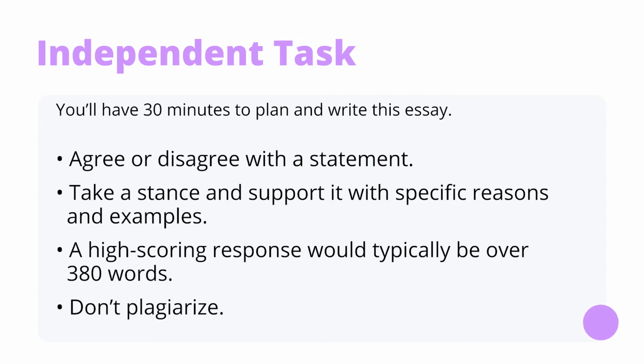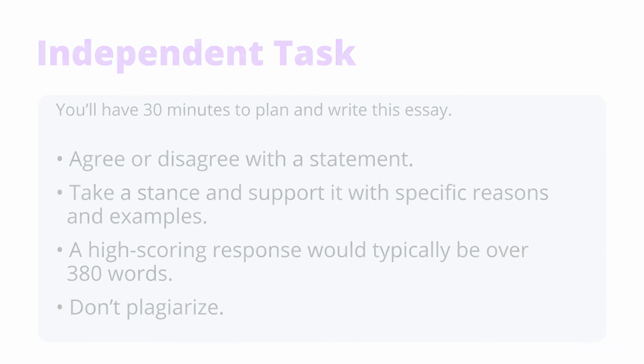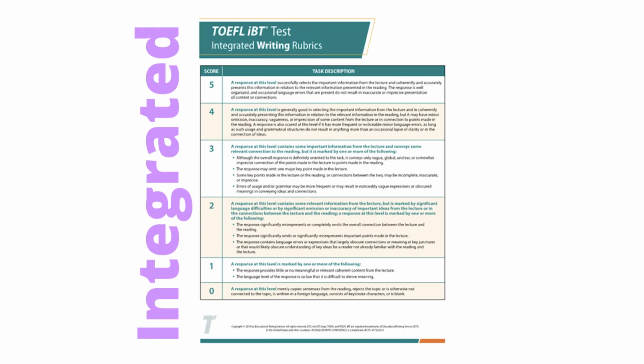You can score from 0 to 5 on each writing task. Each task has a different rubric. Here is the integrated writing rubric. To get a high score, it's important to coherently and accurately explain the lecture in relation to the reading passage. Organize your essay well and display strong grammar skills. Make sure to stay on topic and avoid plagiarizing the passage.